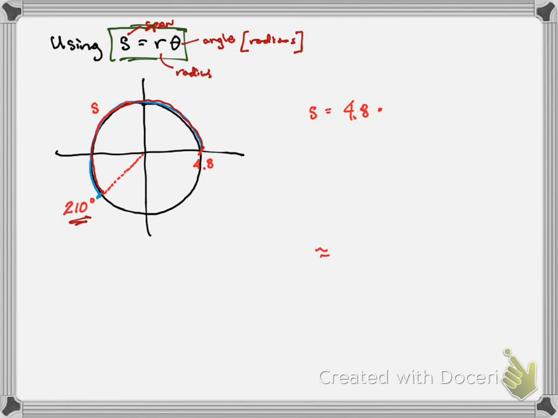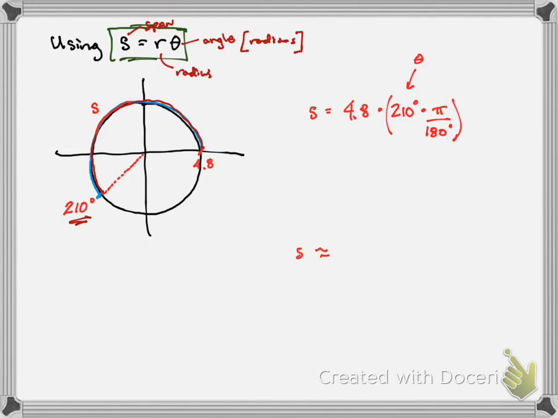We're going to round to 3 decimals here. So S is equal to R, 4.8, times theta, but remember that theta is currently in degrees, so 210, and I'm going to multiply that by pi over 180 to convert it to radians. So to solve for span, I'm going to take 210 and multiply it by pi over 180 to convert to radians. I'll take a moment to type that in.